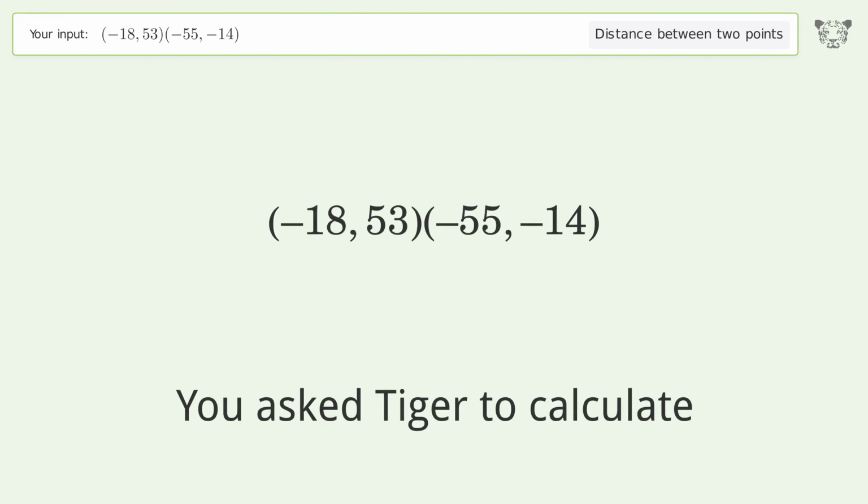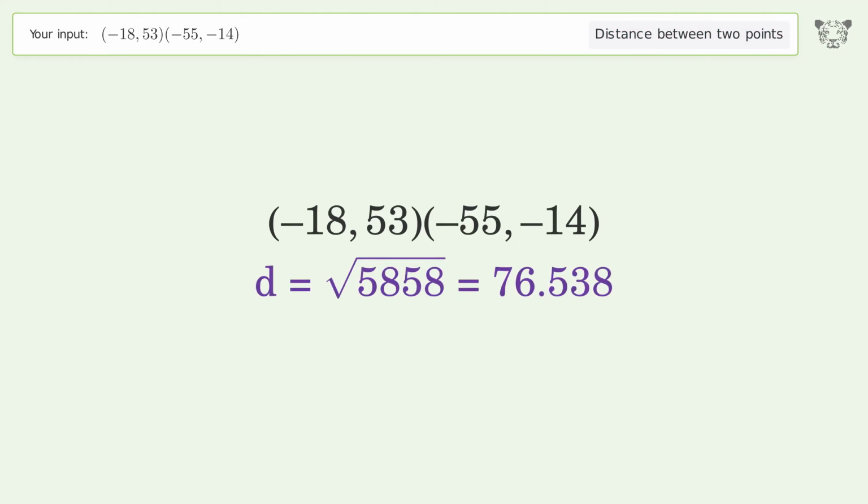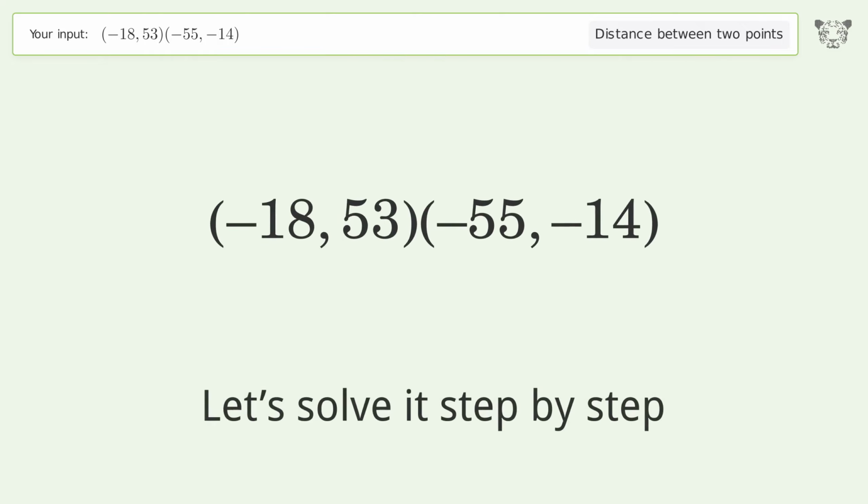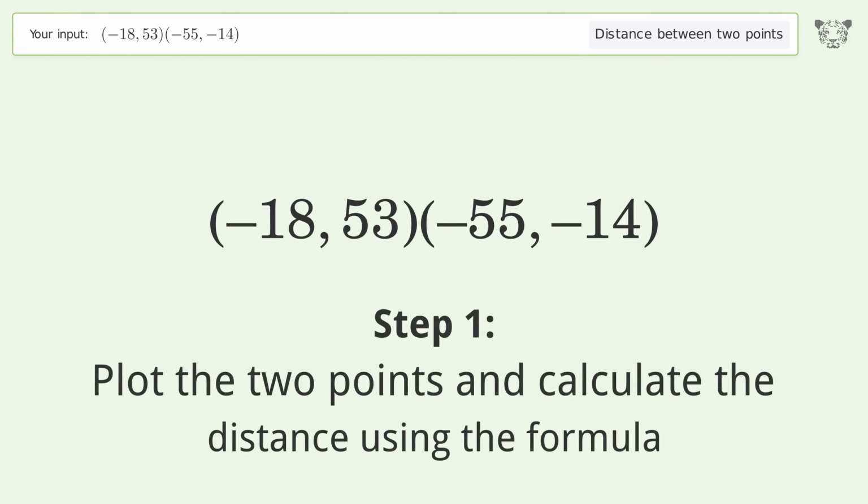You ask Tiger to calculate. This deals with the distance between 2 points. The distance between the 2 points is the square root of 5,858, or 76.538. Let's solve it step by step. Plot the 2 points and calculate the distance using the formula.